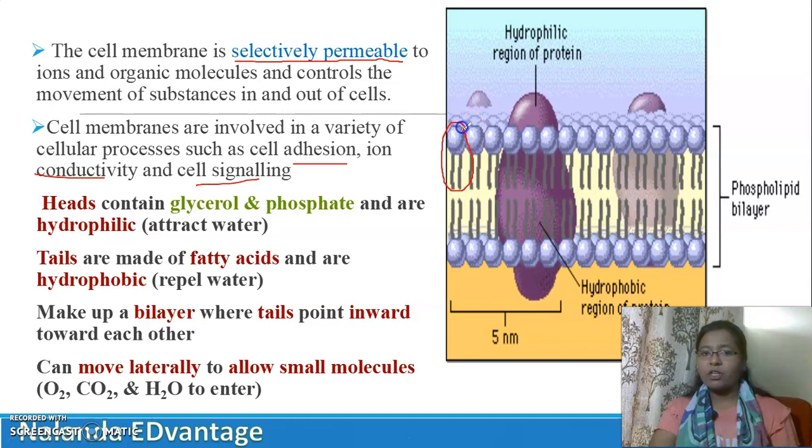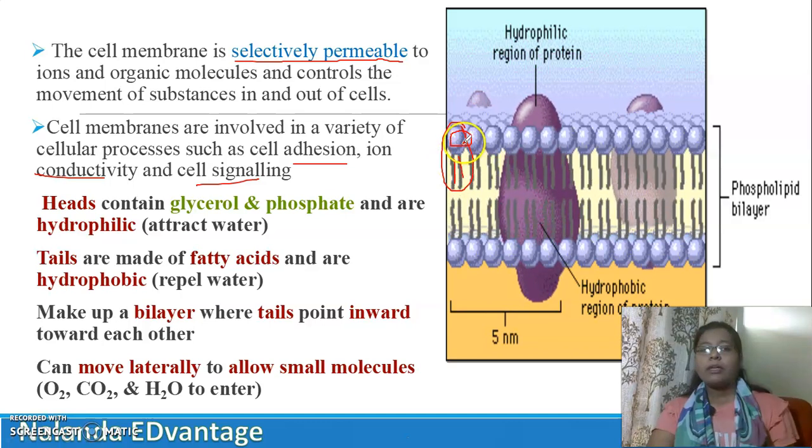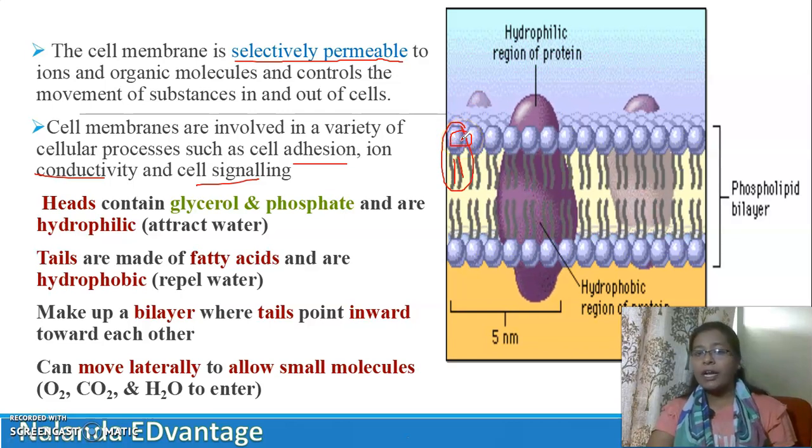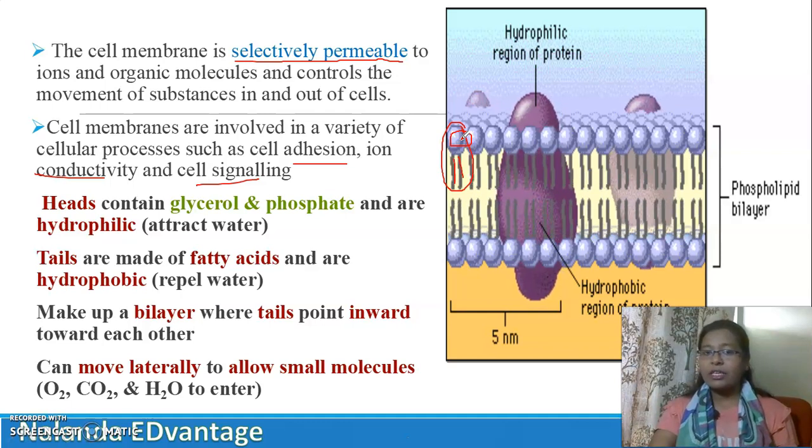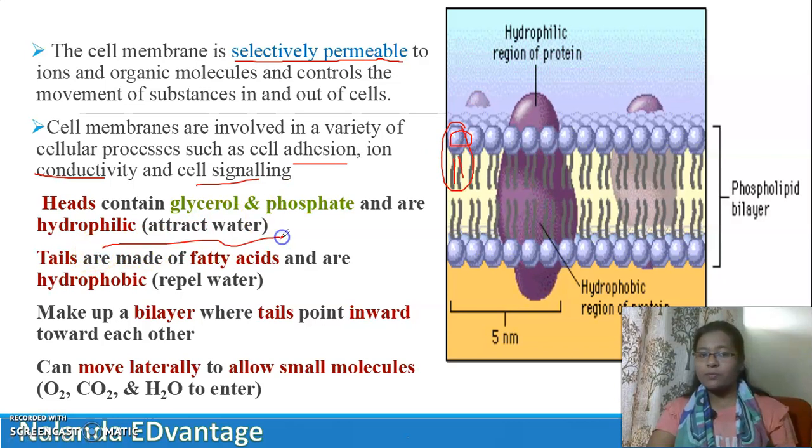ये structure जो है एक तरीके से phospholipids है. It is made up of a head and the tails, right? Now, this head consists of your glycerol and phosphate, और ये हाइड्रोफिलिक होते हैं. हाइड्रो मीन्स वाटर, फिलिक मीन्स लविंग, किसी चीज के लिए उसकी तरफ अट्रैक्शन है. So it basically attracts water.